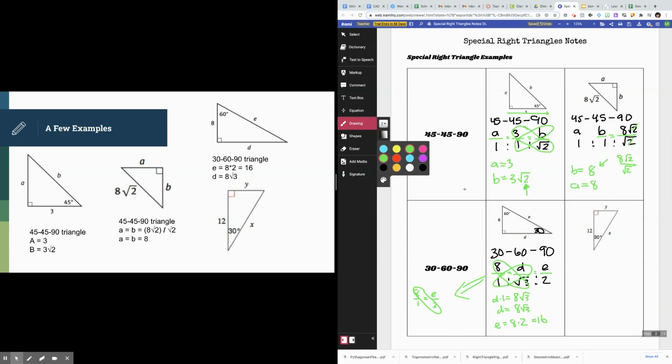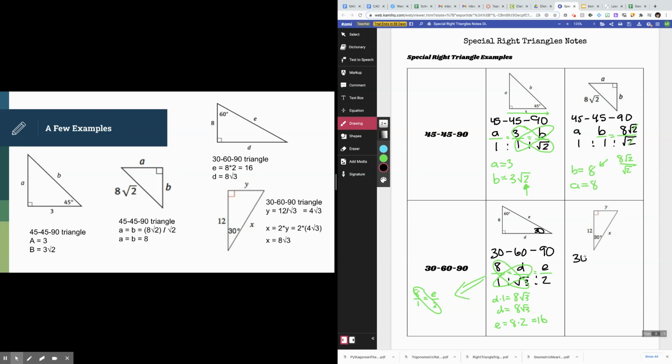Okay? All right. These kind of 30, 60, 90 problems are definitely the easiest ones because the number that they gave you is associated with the 1 in the ratio. That always makes your life easier. Okay? But sometimes you're going to come across a problem like this one where the number that they gave you is not across from the 30 degrees, but is across from either the 60 or the 90, which makes your life a little harder, but not that bad.